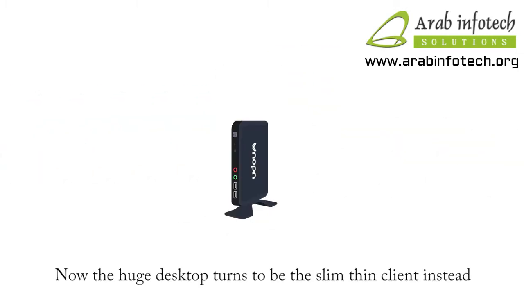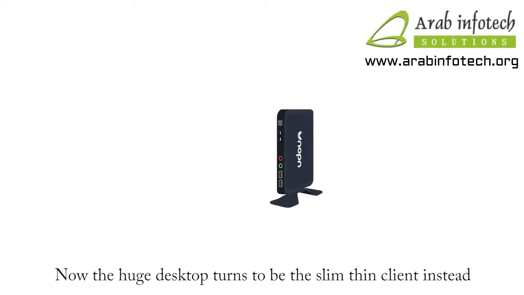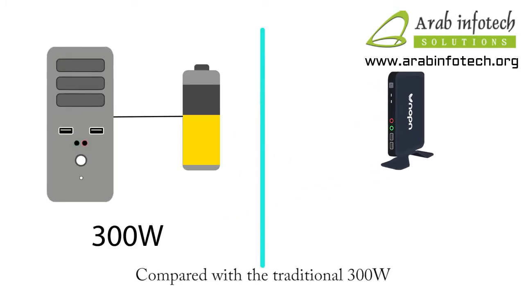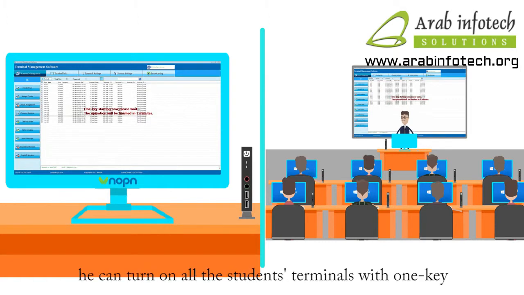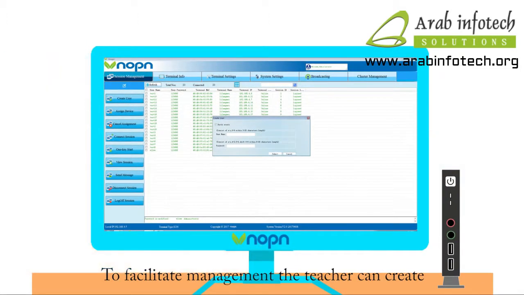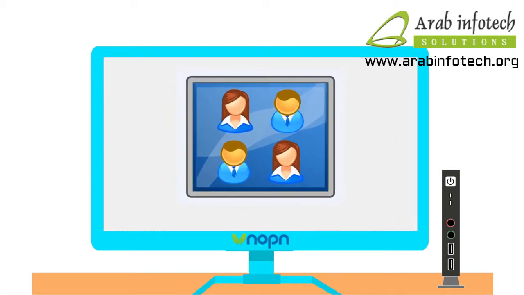Now the huge desktop turns into a slim thin client instead. Compared with the traditional 300 watts, the power consumption is now only 5 watts. When the teacher gets ready for class, he can turn on all the students' terminals with one key. To facilitate management, the teacher can create and modify terminal names, passwords and other information in bulk. What's more, the teacher can take a roll call and record students' attendance during class.